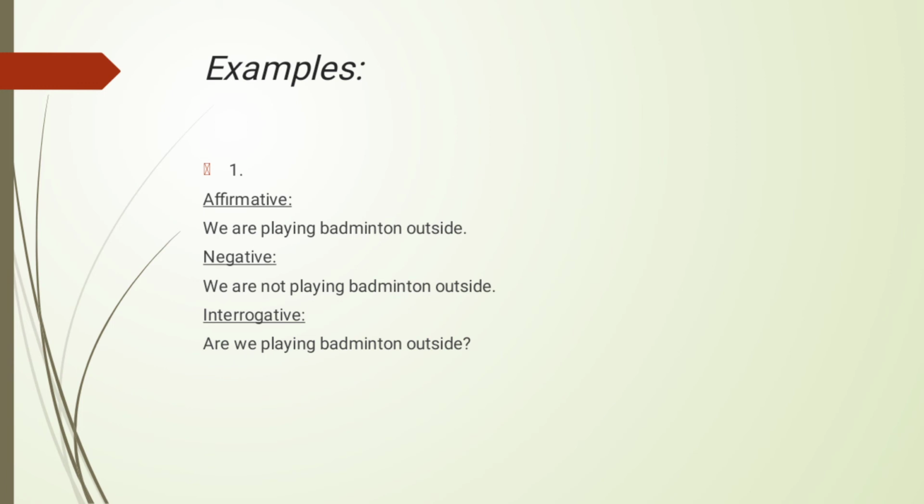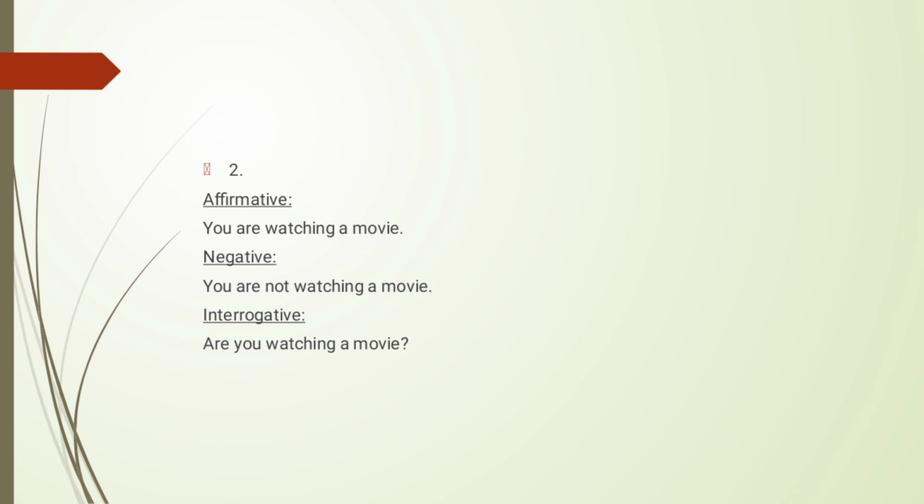If you want to make an interrogative, then the auxiliary verb will come at the beginning of the sentence, that is, before the subject. Example: are we playing badminton outside? Next example, you are watching a movie. For negative, you are not watching a movie. Are you watching a movie? Question mark. Next example, they are flying kites. They are not flying kites. Are they flying kites? And question mark.